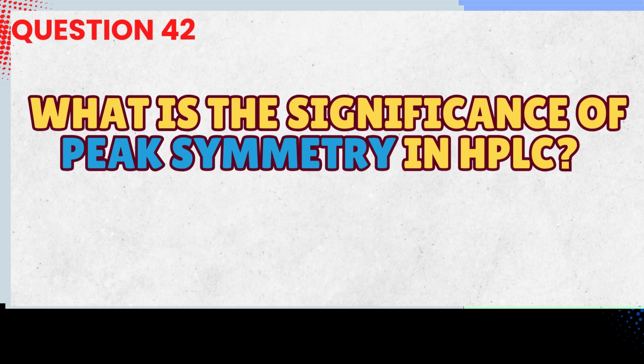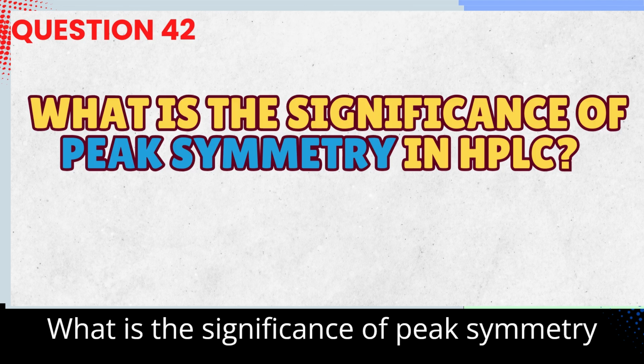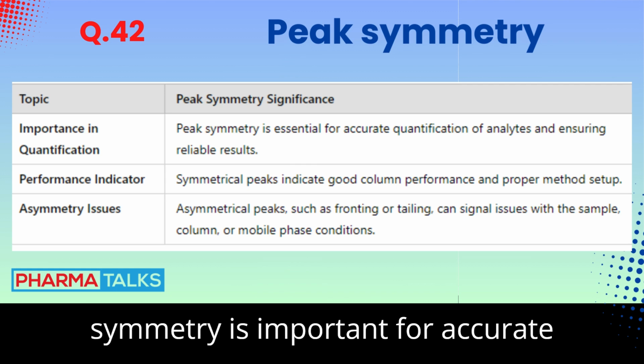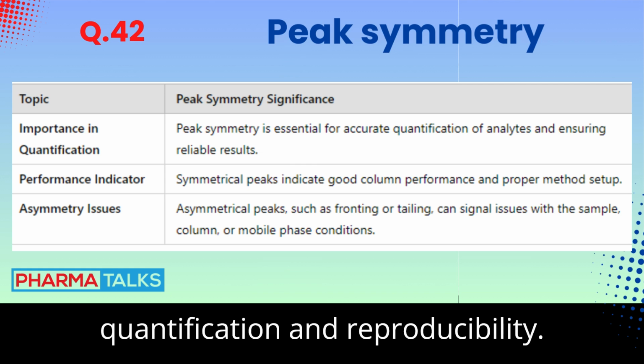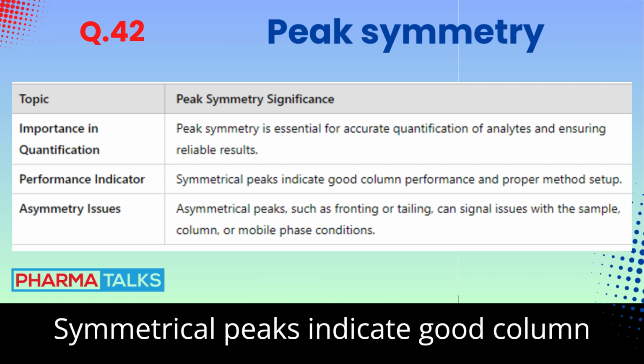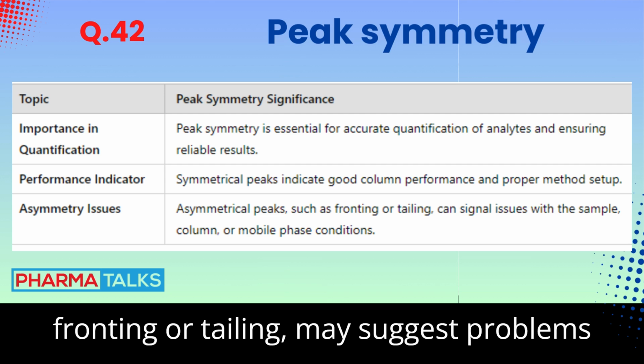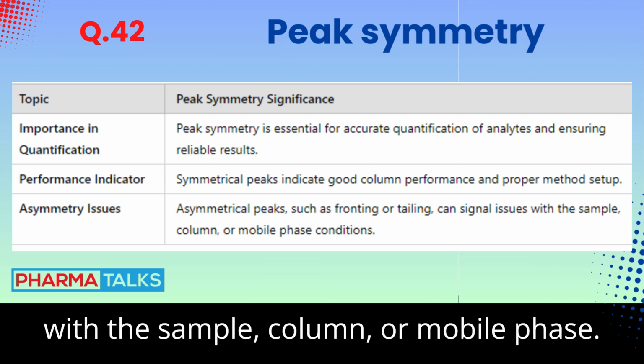Question 42. What is the significance of peak symmetry in HPLC? Answer. Peak symmetry is important for accurate quantification and reproducibility. Symmetrical peaks indicate good column performance, while asymmetrical peaks, fronting or tailing, may suggest problems with a sample, column, or mobile phase.